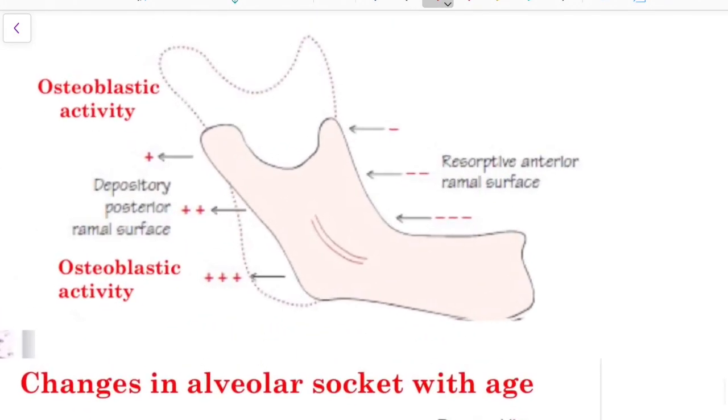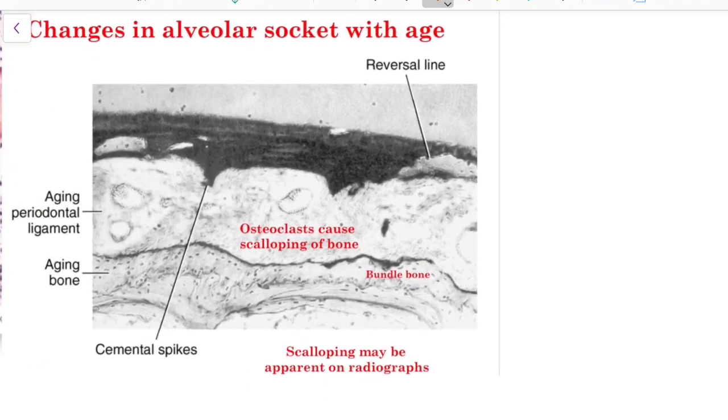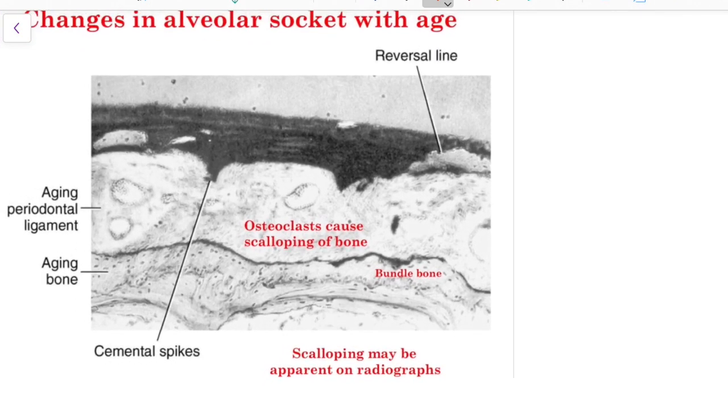And the changes in osteoblast and osteoclast activity in the jaw. As I was saying, you deposit in the posterior ramus, so you have osteoblast activity, and you resorb in the anterior, so you have osteoclast activity. That is how the jaw grows. And once again, you can have changes in the alveolar socket due to age. You have some aging periodontal ligaments with aging bone, and then of course you will have some resorption that causes the scalloping of the bone. And the reversal line is basically when the bone is dying, opposite of appositional growth, or a growth line. I will conclude with the questions right after this.